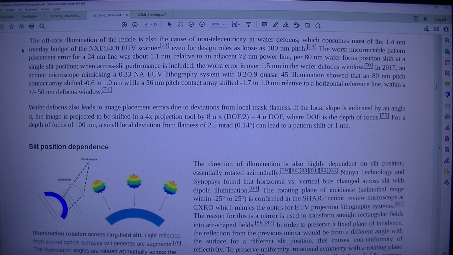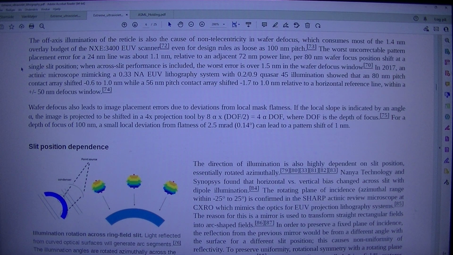72, even for design rules as loose as 100 nm pitch. 73. The worst uncorrectable pattern placement error for a 24 nm line was about 1.1 nm, relative to an adjacent 72 nm power line, per 80 nm wafer focus position shift at a single slit position. When cross-slit performance is included, the worst error is over 1.5 nm in the wafer defocus window. 70.